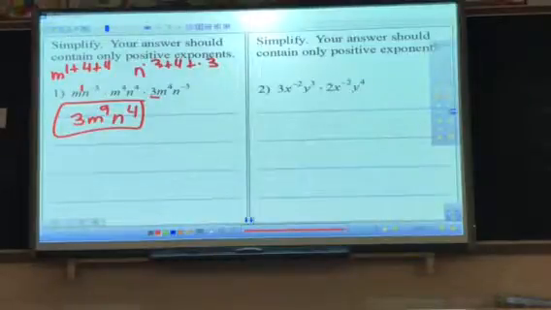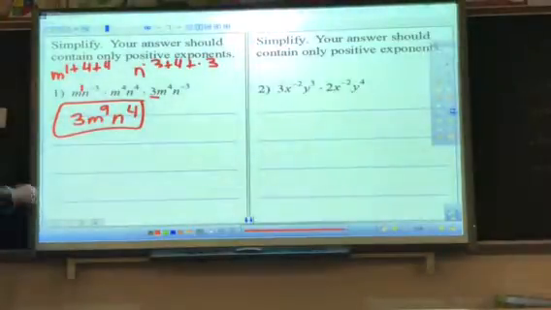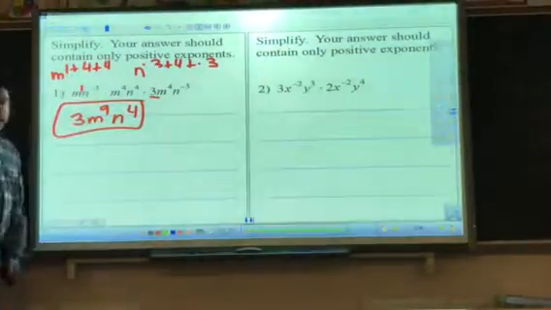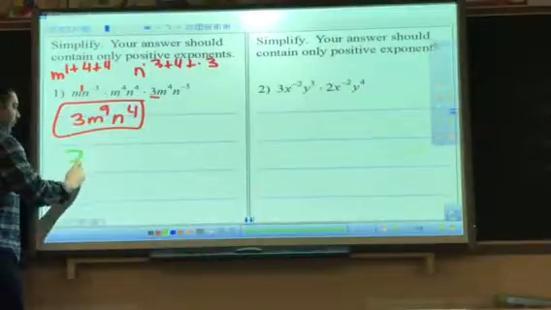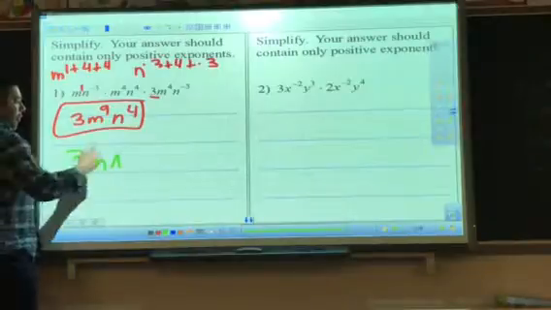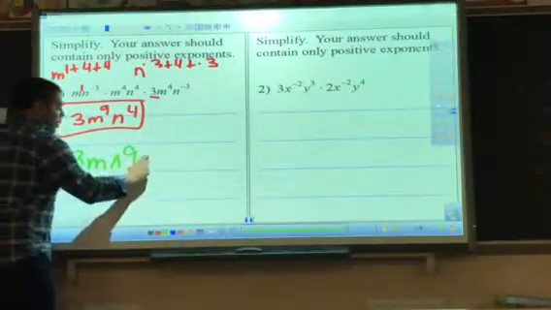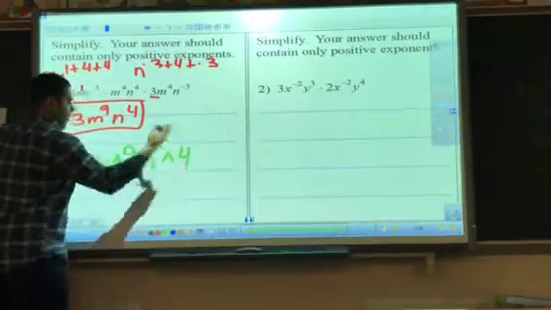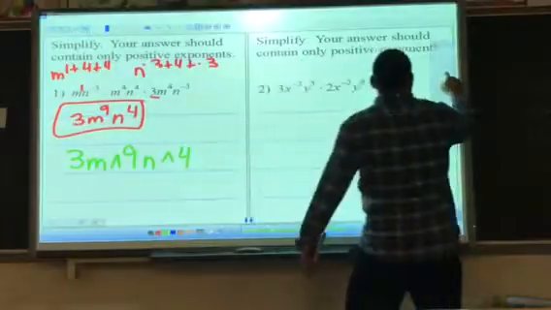You will have to type these into your Google Sheet. Just a reminder, you can see it on the back chalkboard. I put some examples of how to do it, but we would type this in as 3m, and then just use the caret sign to mean it's the next one. So m caret 9 means m to the 9th, and then n caret 4 means n to the 4th. Okay. Number 2.